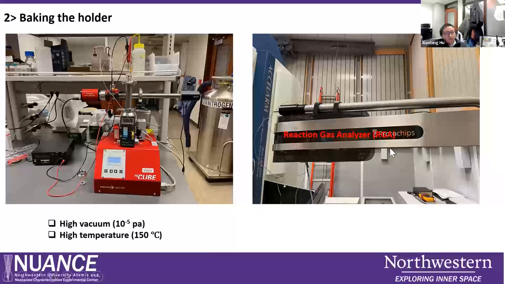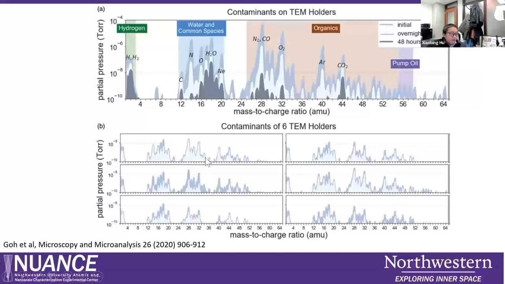And also we have an RGA. For example, you can attach your holder to the RGA and you can detect the elements of the contaminants. For example, I copied this figure from a paper. You see, usually your TEM holder is also not clean. This is based on RGA. You see the hydrogen, the water, and some organics, palm oil, many contaminants. But after a long time bake out, you see this will be significantly reduced. So this is very good to reduce the contaminants on the holder.